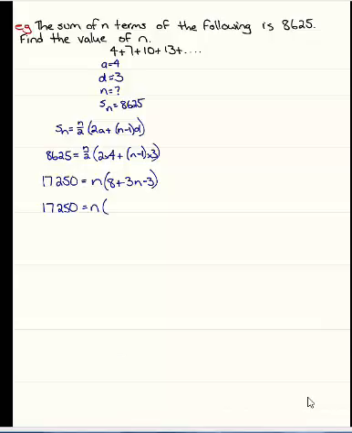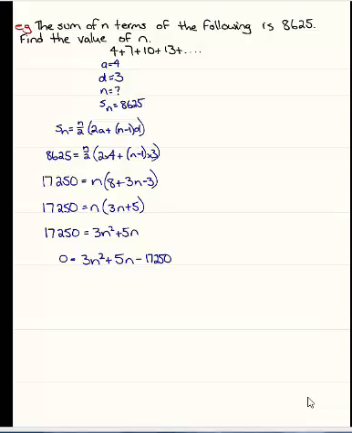We've got our n, and then we're left with 3n plus 5. Well, look at that. Remember all that quadratic stuff that we did? This is why. So expand out your brackets, 3n squared plus 5n, and then you're going to bring that across to the right. So what we have is a quadratic to solve: 3n squared plus 5n minus 17,250.